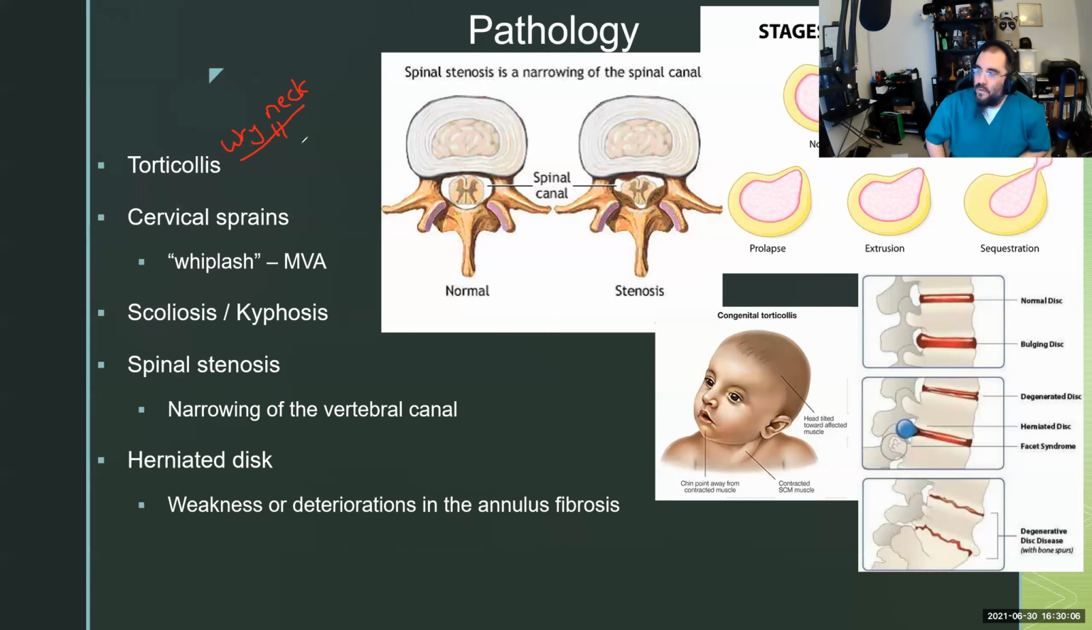Scoliosis and kyphosis, right? Scoliosis is a lateral bend of the spine. It's where the spine forms a snake. Kyphosis is an anterior-posterior deviation, right? Kyphosis and lordosis are anterior-posterior deviations of the spine.